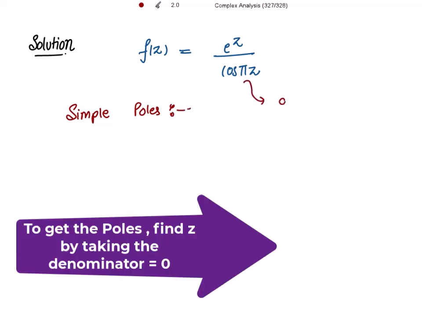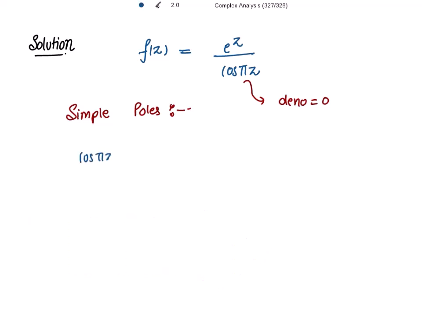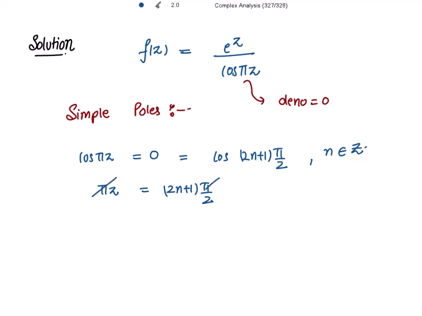By taking the denominator equal to 0, we get cos(πz) = 0. That means where cos is 0, it is 0 at (2n+1)π/2, where n belongs to the set of integers. So we get πz equal to (2n+1)π/2. The π's cancel out and we get z equal to (2n+1)/2.